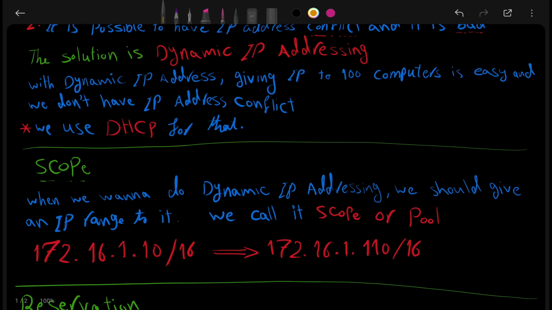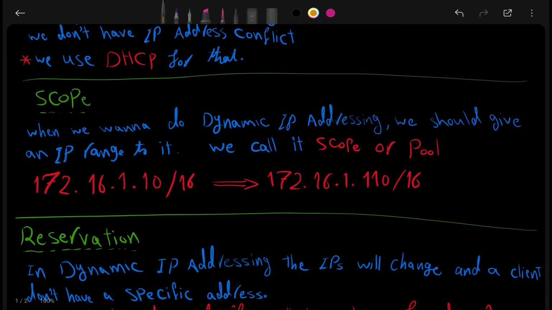With dynamic IP addressing, giving IPs to 100 computers is easy, and it's easy to give IP addresses to more than 100 computers because we don't have to do anything, as I said. And we don't have IP address conflict as well. So we use DHCP for that. So DHCP is a protocol for dynamic IP addressing.